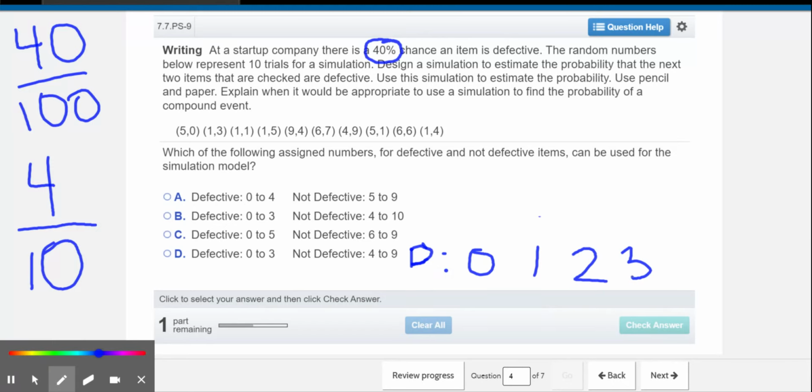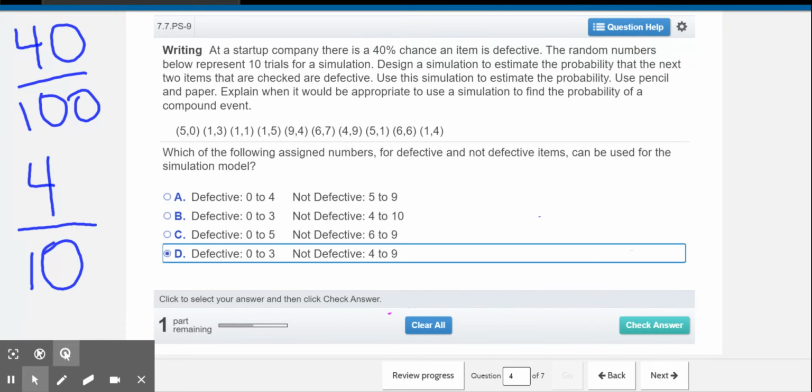Now for D, they want to assign defective 0 through 3. Okay, so that works. That means that we have 1, 2, 3, 4 numbers, 40%. And then not defective is 4, 5, 6, 7, 8, 9. That is 6 numbers. So that would be 60%. So our answer is D.